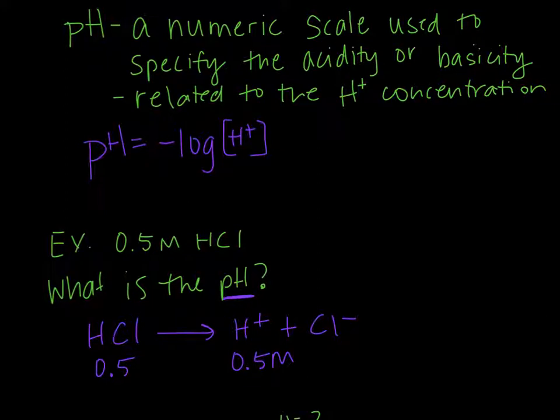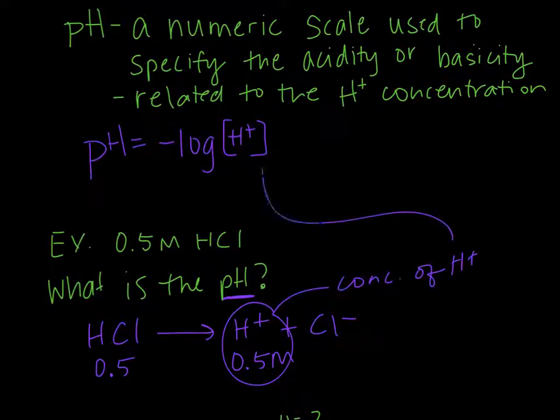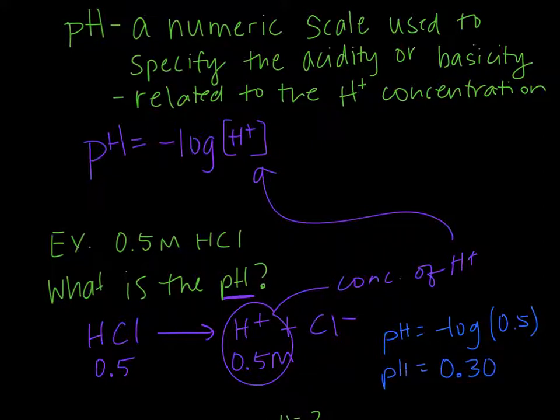So since this is the concentration of H, that's what I have to plug in here. So in my calculator, I'm just going to press negative log of 0.5 and then hit enter. And what I end up getting is 0.30. So that's my pH of a 0.5 molar hydrochloric acid solution.